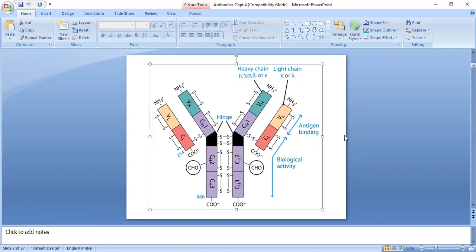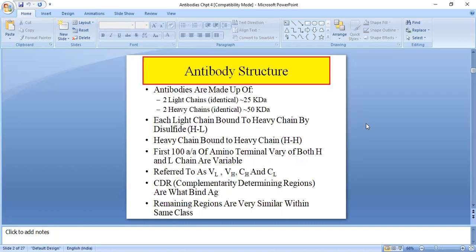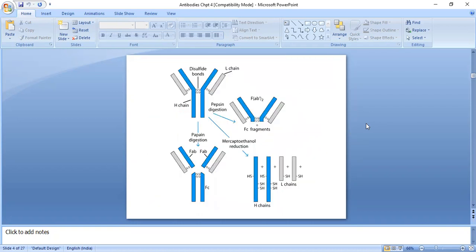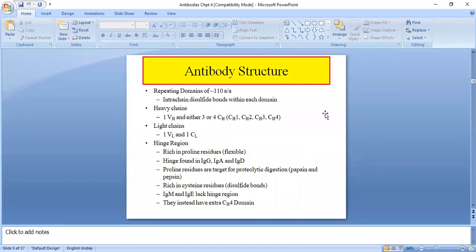This was discovered by Rodney Porter. I have already discussed this with you. Then see, these are disulfide bonds. This is called the FC region. This area is the FAB site. Okay, this is FC. There are some SH bonds also. Then this is the antibody structure. We have already gone through all these concepts once.